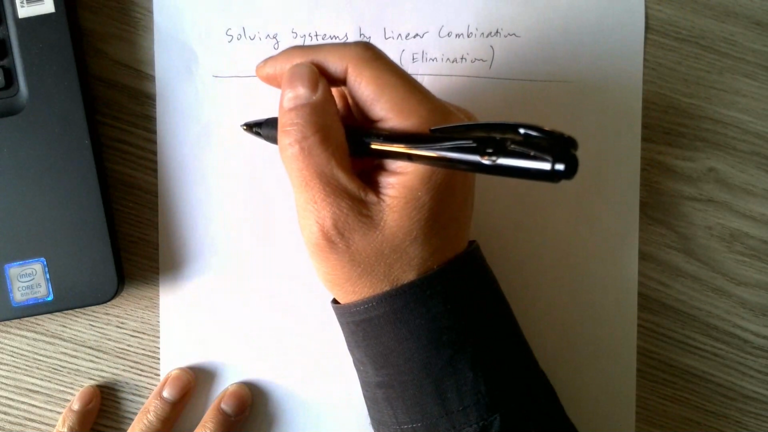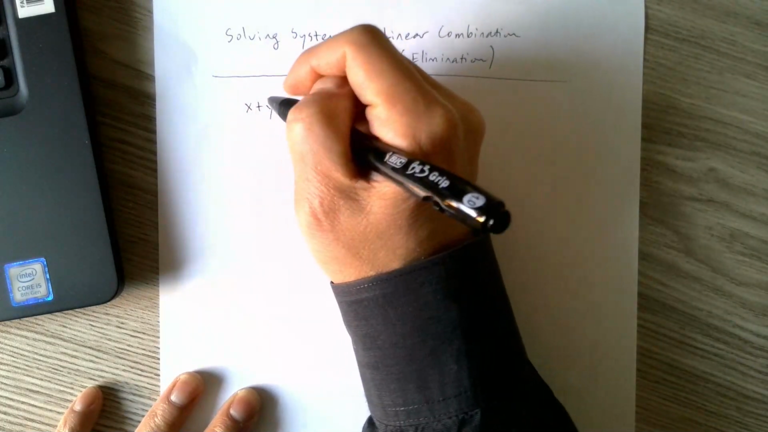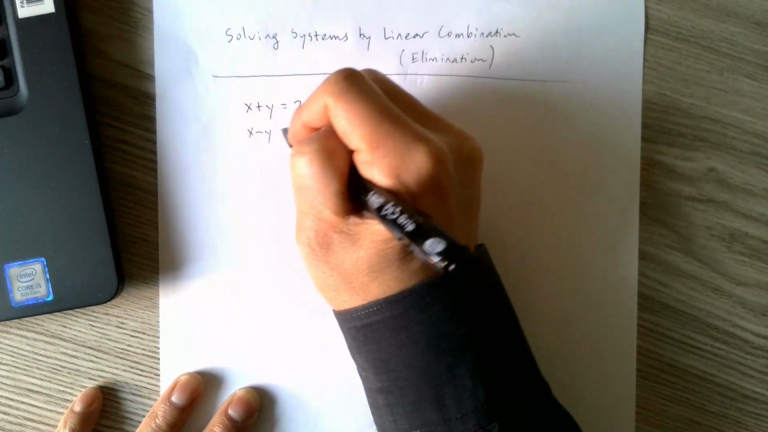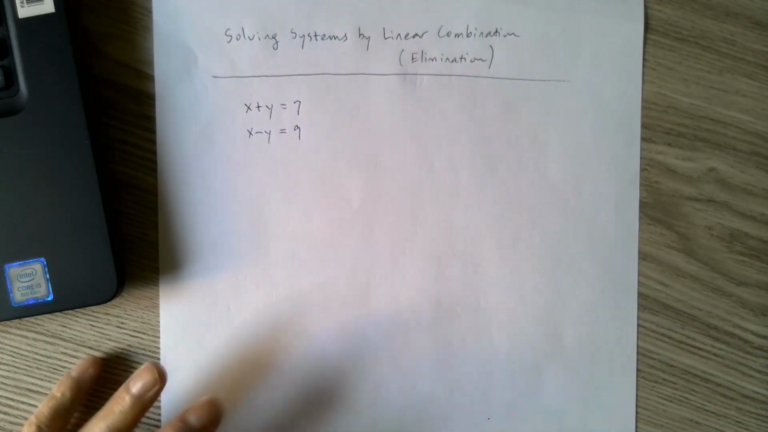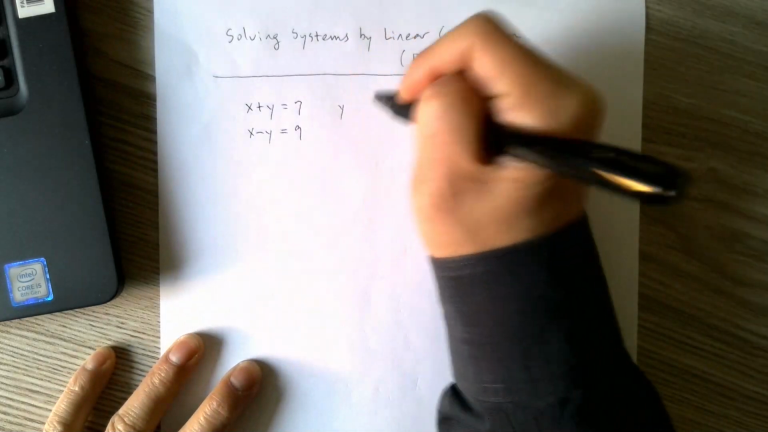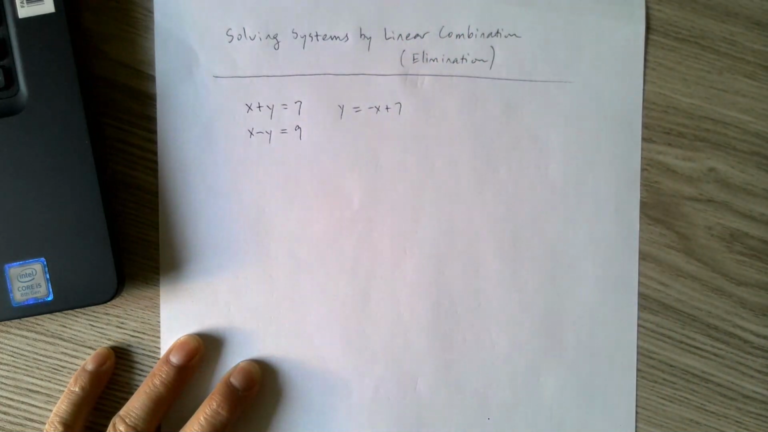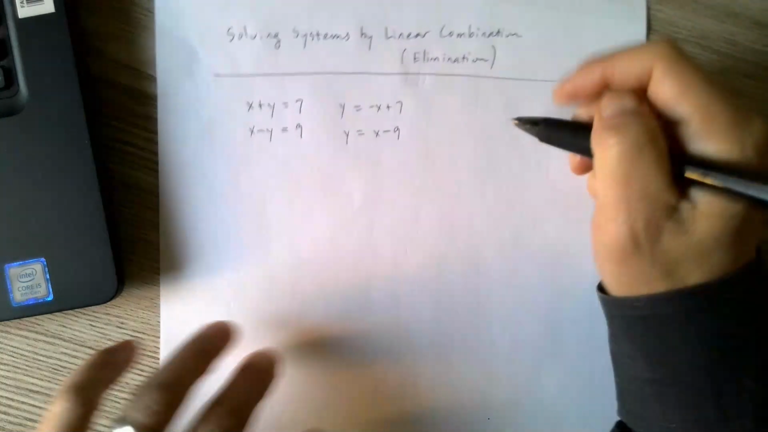I'm going to pick a very simple looking system. X plus y equals 7, x minus y equals 9, and some of you might even know the solution already because the coefficients are quite nice. So in slope-intercept form, I have y equals negative x plus 7 and y equals x minus 9.